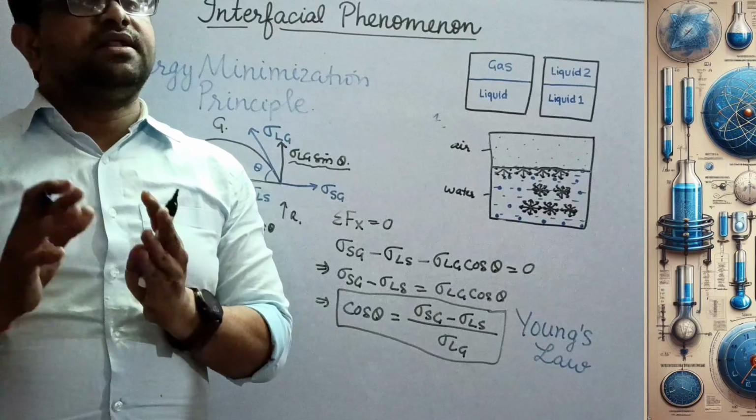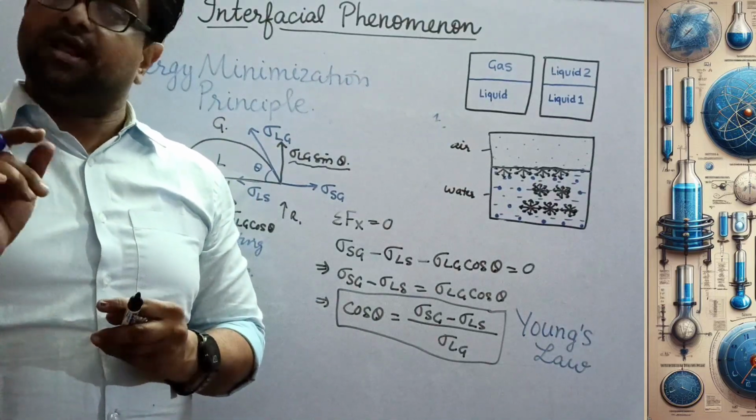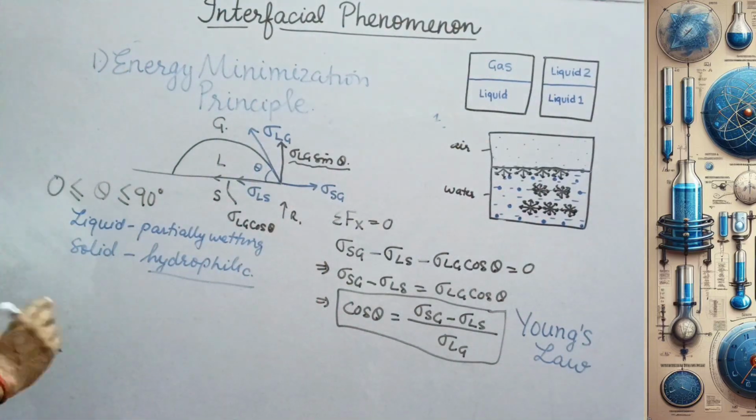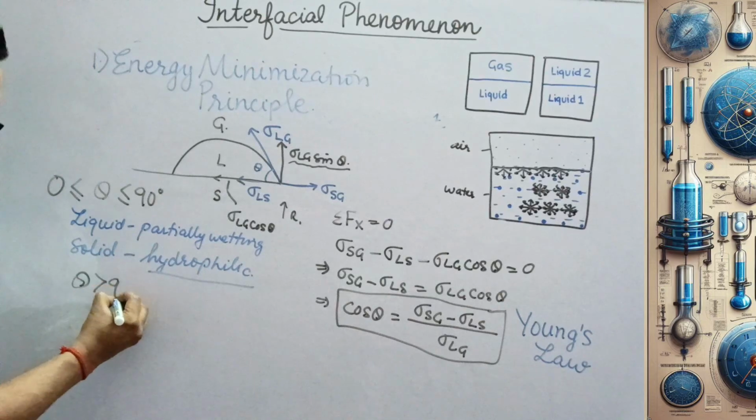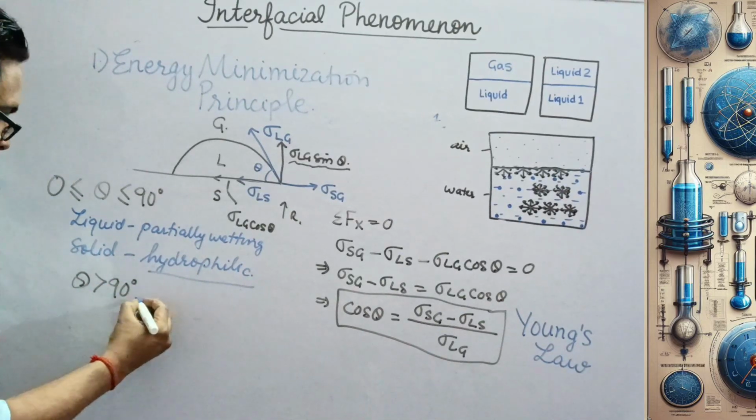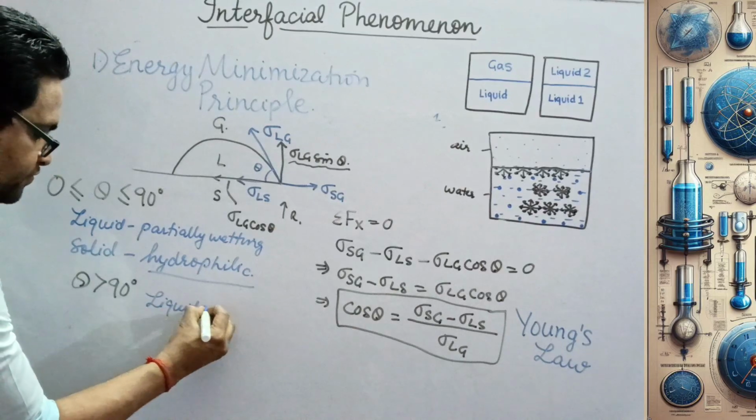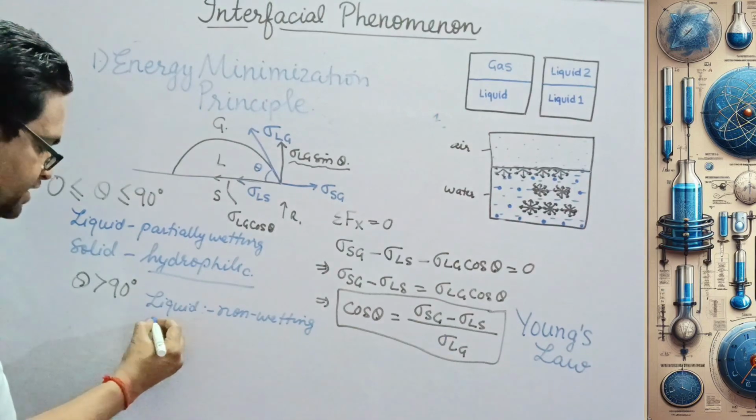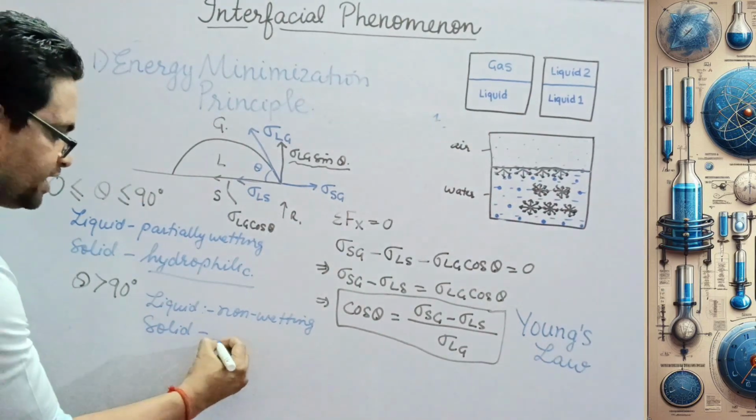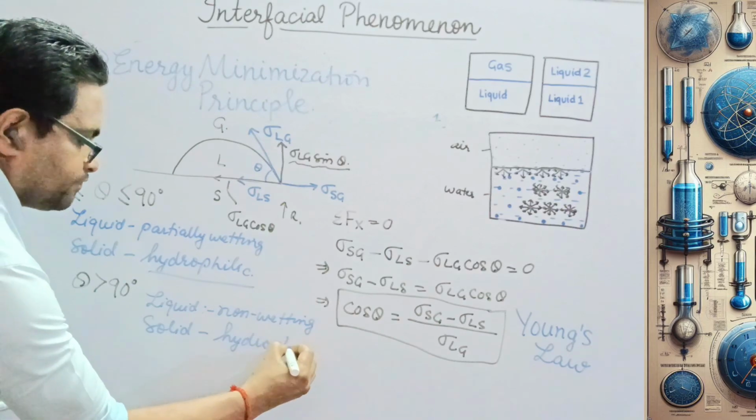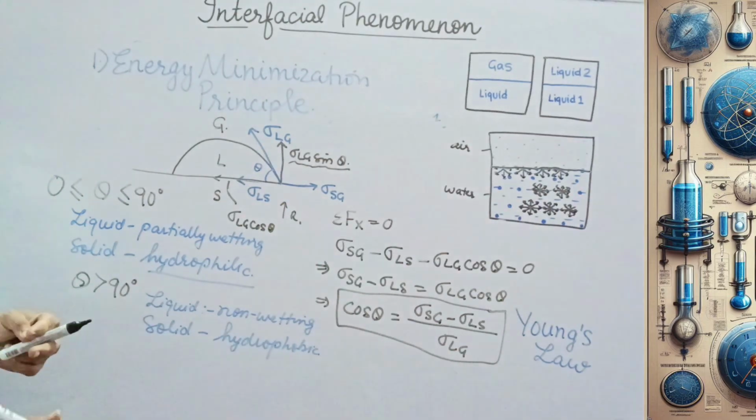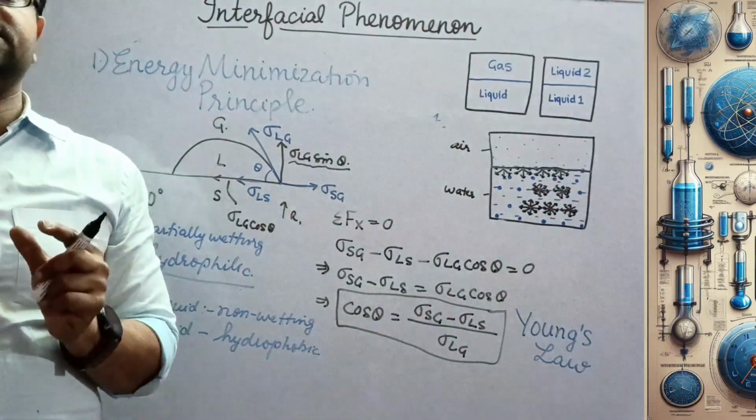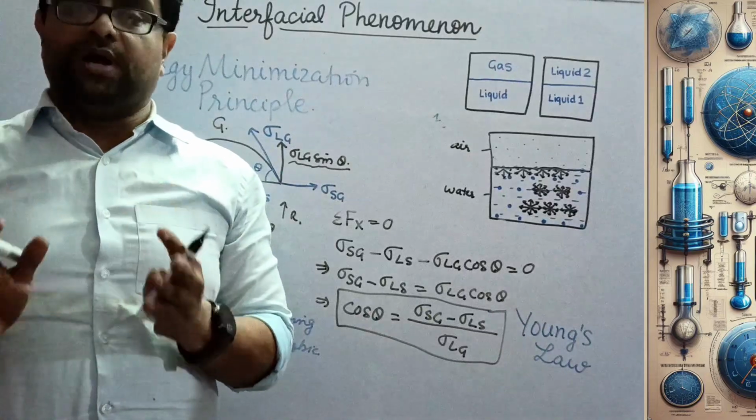Also, if theta is greater than 90 degrees, then the liquid is termed non-wetting and the substrate will be known as hydrophobic. So these are the two implications, and we also have one special case when theta is equal to 0 degrees. In that case, this represents a theoretically complete wetting.